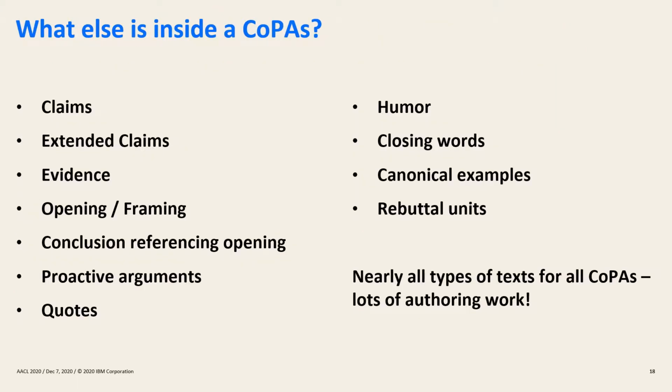So what kind of text do we have other than claims and evidence? We also have openings, as we've seen, conclusions, as we've seen, proactive arguments, but also quotes, humor, closing words, some canonical examples. For example, prohibition is an example of why the black market doesn't work, and rebuttal units, which I will discuss in detail in the next part of the tutorial.